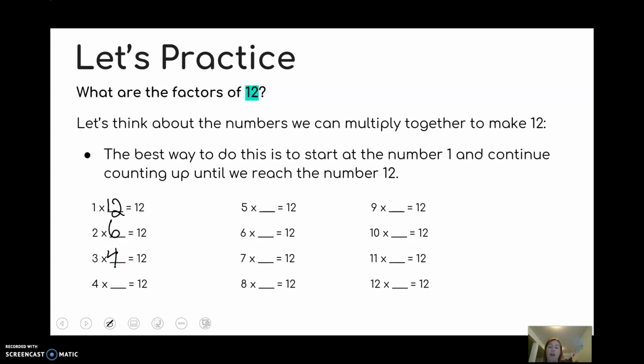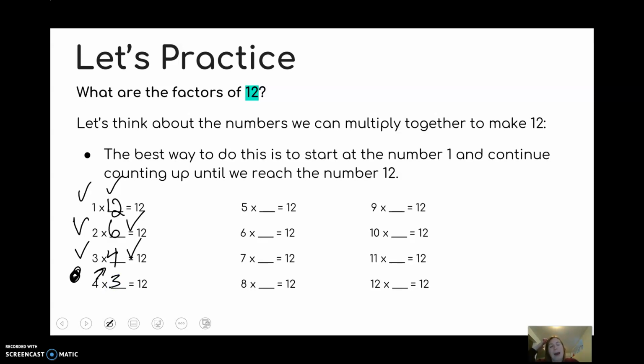So far our factors are 1, 12, 2, 6, 3, and 4. I'm going to put a little circle here because this is important, and we're going to come back to this later. Because now I'm starting to repeat numbers. We already had 4. We had 4 right here. And I know that 3 times 4 equals 12. So that also means that 4 times 3 equals 12.